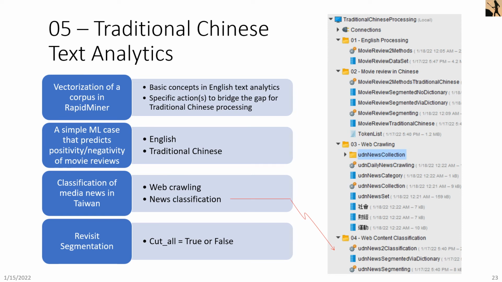And at the end, we will come back to just revisit this Chinese segmentation case where some of the parameters for searching possible tokens can make quite some difference. And we will review this process and point out exactly the difference that some of the parameters would make.